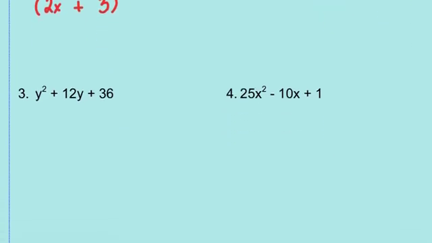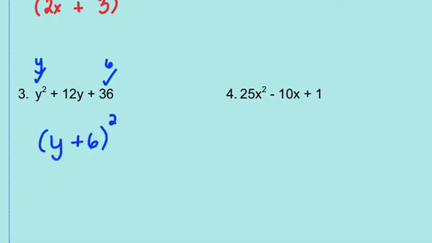Let's try this next one. y squared is a perfect square. Check. 36 is a perfect square. Check. The square root of y squared is y. The square root of 36 is 6. 12y is double their product. So it is a perfect square trinomial. I make a binomial squared, and it would be y plus 6.